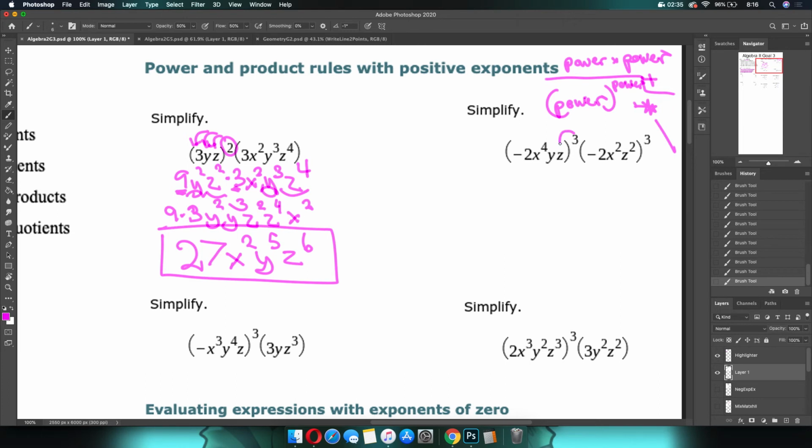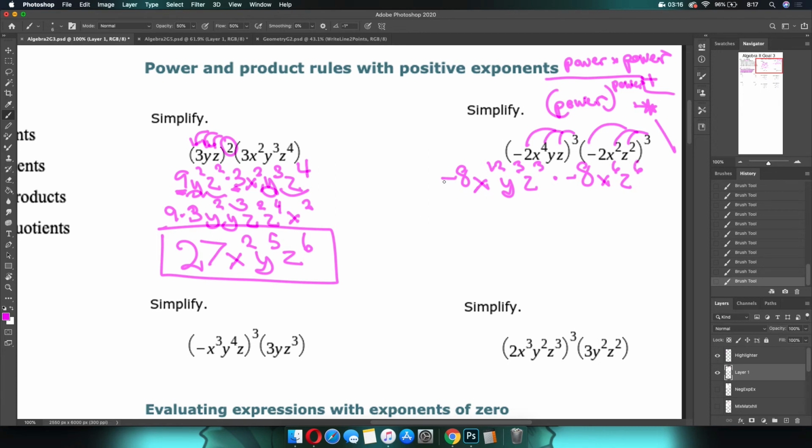Similar idea here. We're going to take our powers and distribute them to everything inside. So negative 2 cubed is negative 2 times negative 2 times negative 2, which is negative 8. Power to a power is multiplication. That's why we're doing this first. So x to the 4 times 3, which is 12. y to the 1 times 3, which is 3, z to the 1 times 3, which is 3. All of that times negative 2 cubed, which we just figured out is negative 8. And then it's going to be x to the 2 times 3, which is 6, z to the 2 times 3, which is 6. Aha!